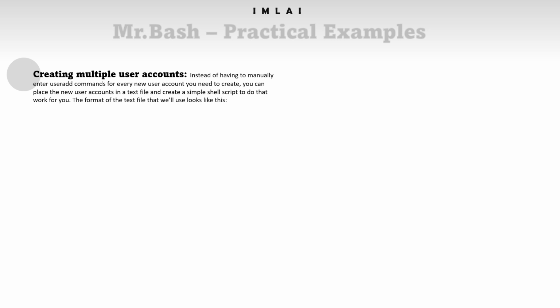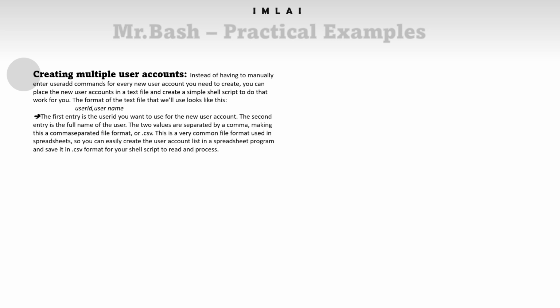If you happen to work in an environment with lots of users, one of the most boring tasks can be creating new user accounts. Fortunately, you can use the while loop to make your job a little easier. So the first entry is the user ID you want to use for a new user account you need to create. The second entry is the full name of the user. The two values are separated by a comma, making this a comma separated file format, or .csv.